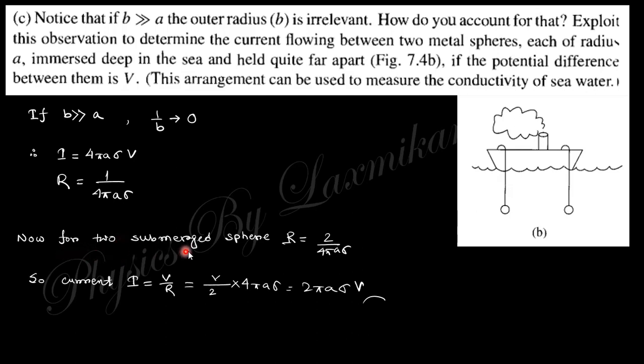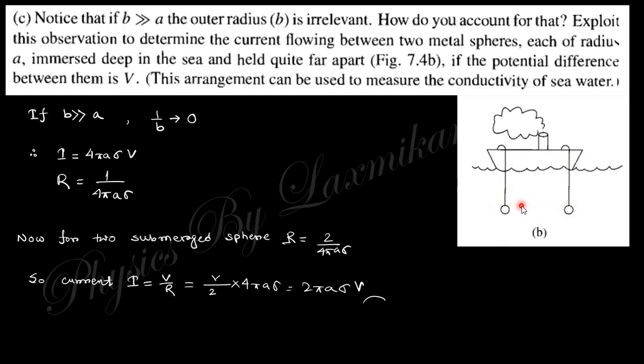Now, for the submerged spheres, the problem says to use this observation to determine the current flowing between two metal spheres, each of radius a, immersed deep in the sea. There is a metal sphere of radius a deep in the sea, and the potential difference between them is V. This arrangement is used to measure the conductivity of seawater. Actually, this is a practical use of how we can measure the conductivity of seawater. This is the arrangement.